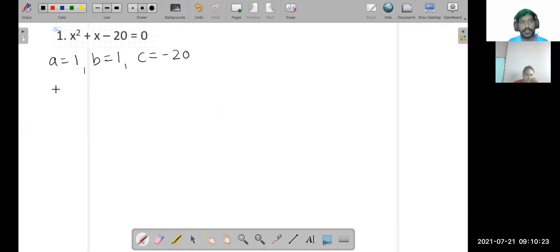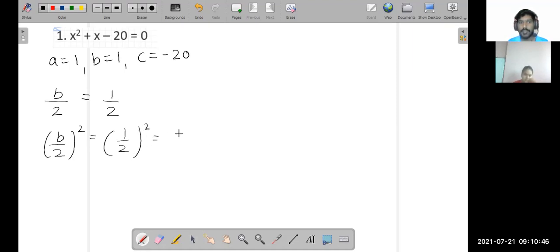Next, what you have to do is find out b upon 2. Okay, find out b upon 2. So b is 1, so this becomes 1 upon 2. Then you have to find out b upon 2, the whole bracket square. That means 1 upon 2, the whole bracket square, which is nothing but 1 upon 4. Clear up to here? Yes. Okay. After this, 1 minute.